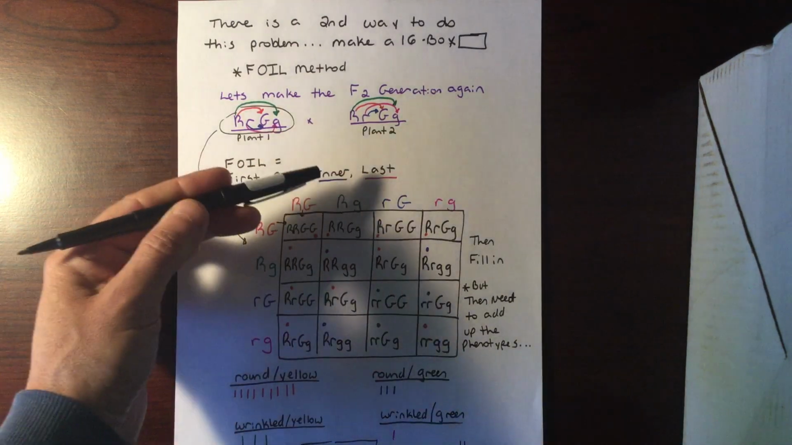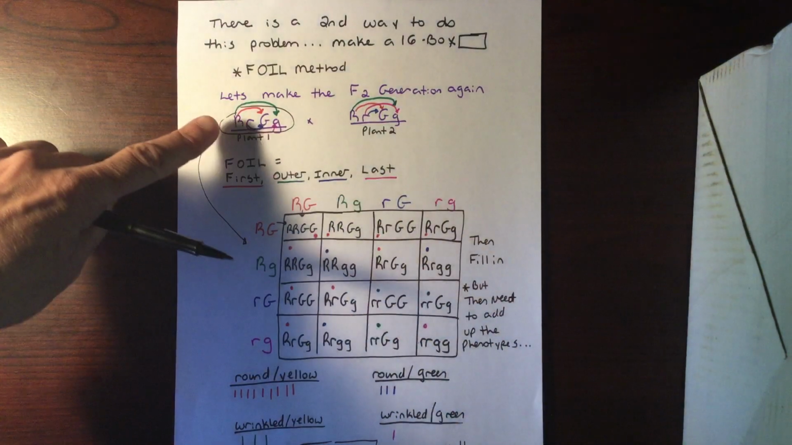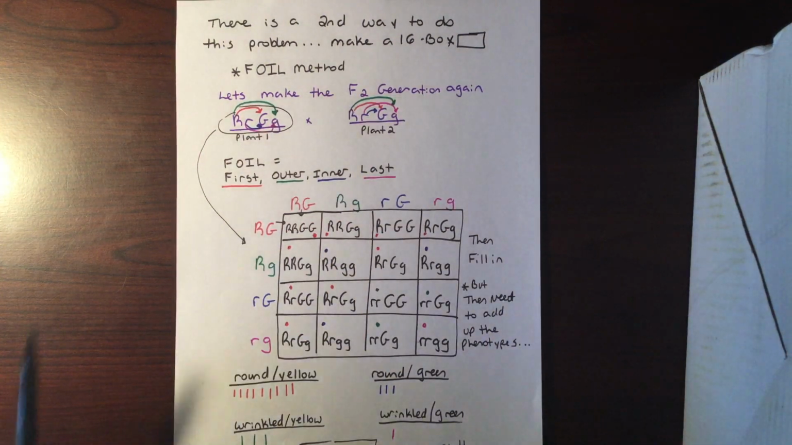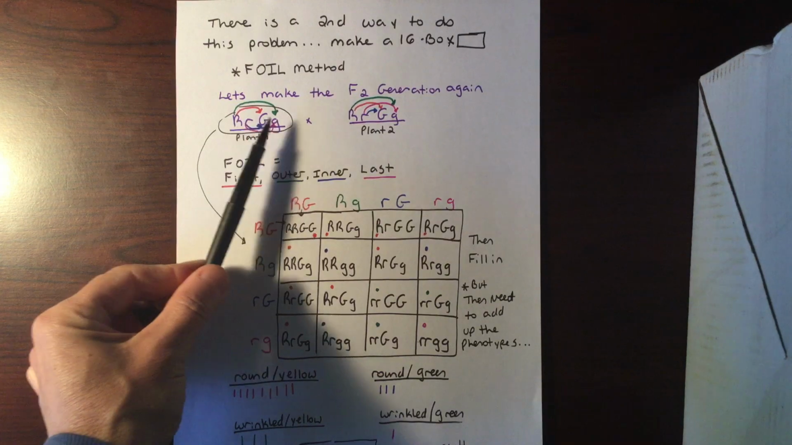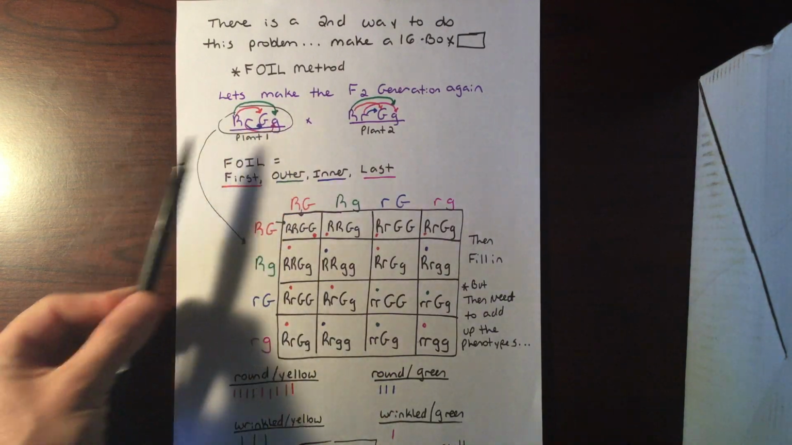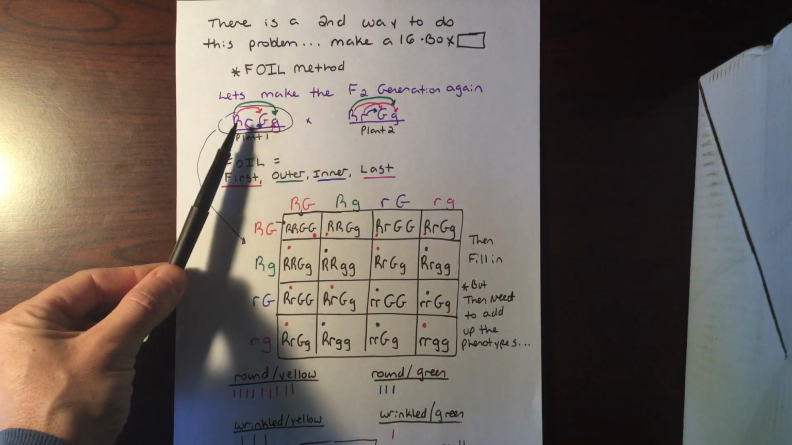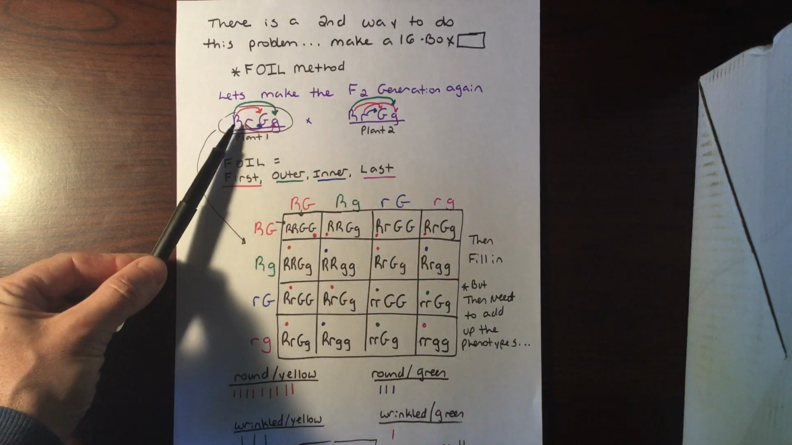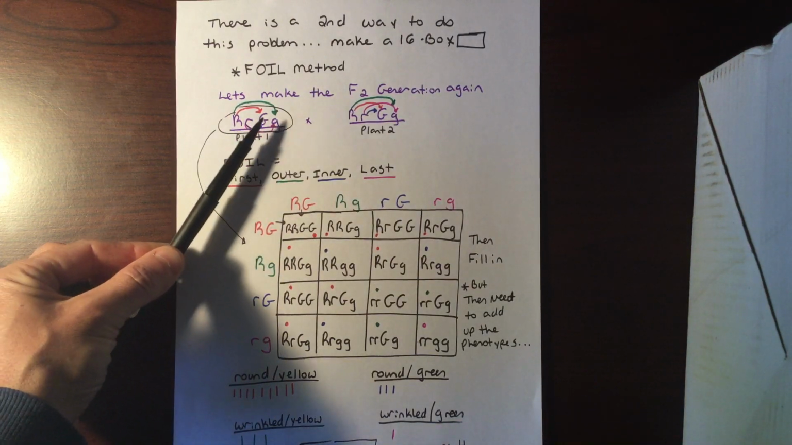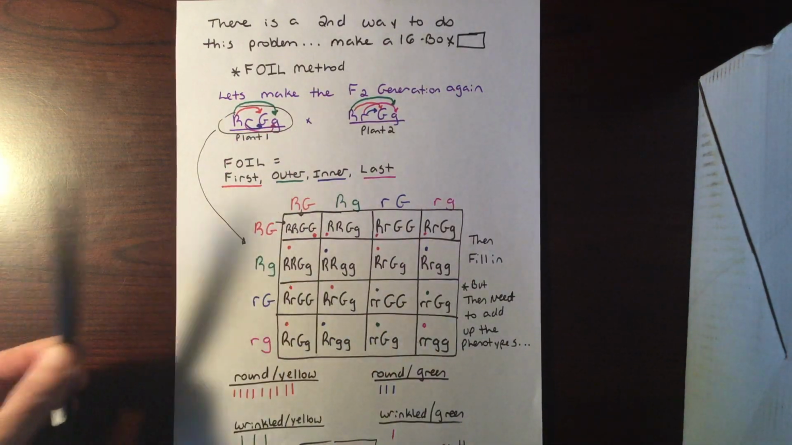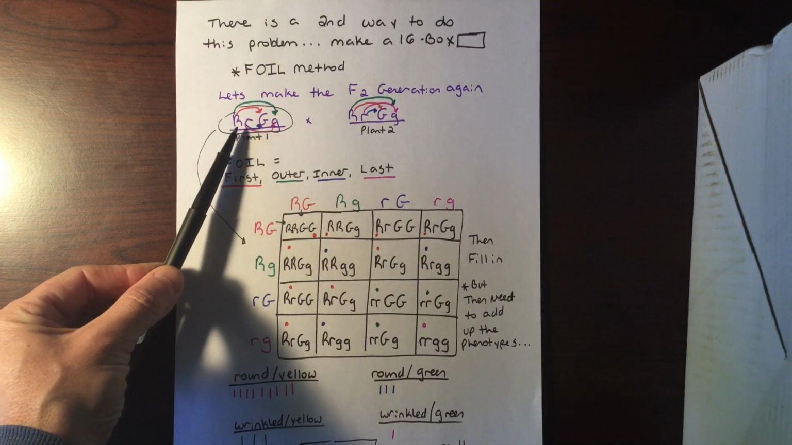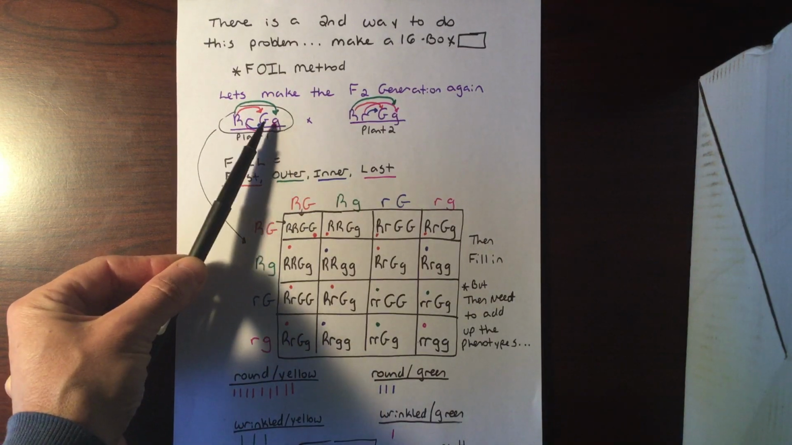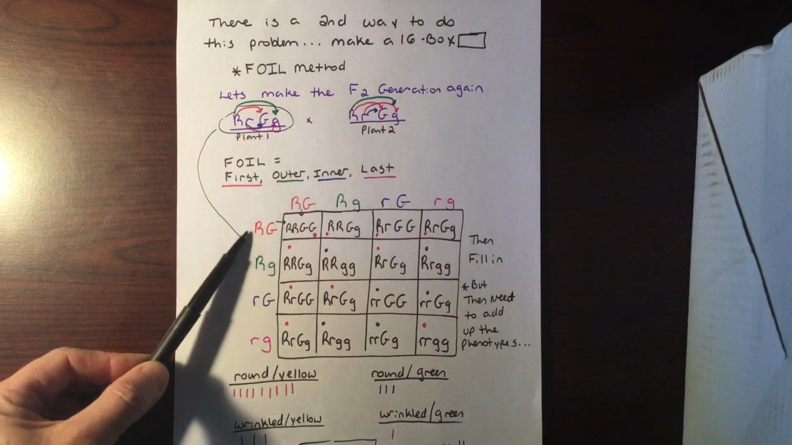First, outer, inner, last. So just looking at one parent, one plant here, I'm going to try to combine these particular alleles together. When I break them down, I know that this particular plant is either going to give a big R or a little r. It's either going to give a big G or a little g. I've got to see those combinations. So first, I did it in red here. Big R goes with big G, the first of the second set of traits. So big R, big G.